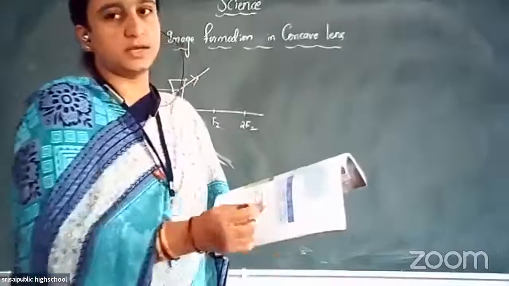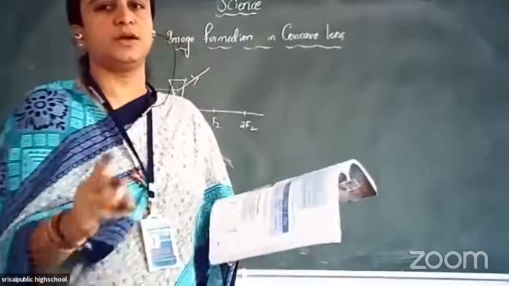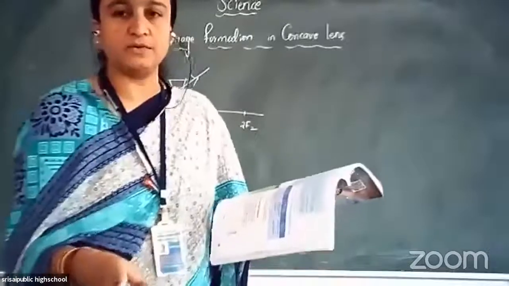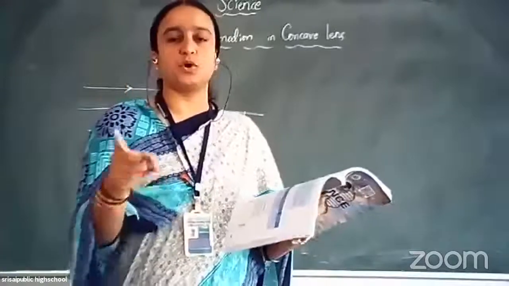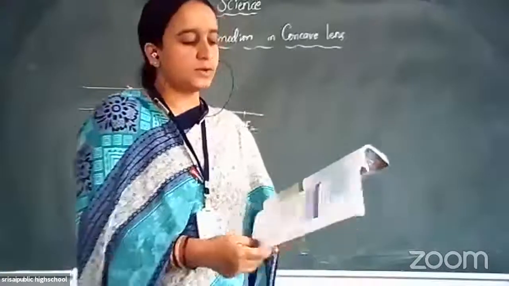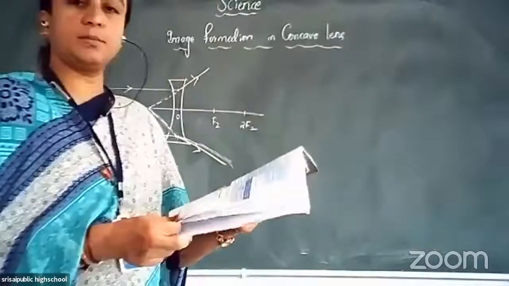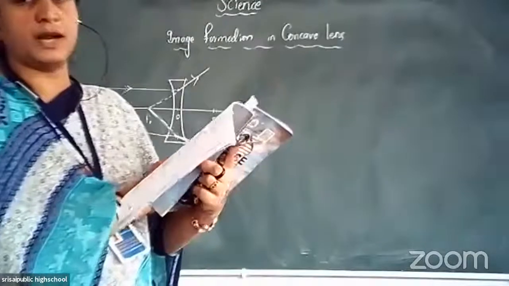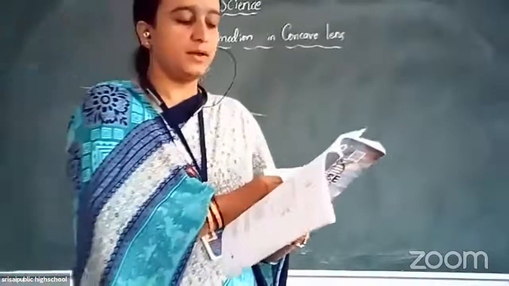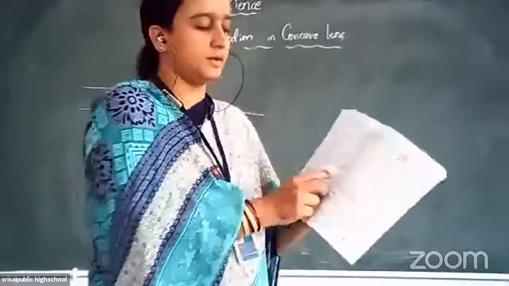Observe both the cases. In both positions, you are going to get the same nature. In the case of concave lenses, the nature is always the same, that is virtual and erect. So observe this tabular column, page number 89, table number 10.5. And the images are given on page number 91, figure number 10.17.